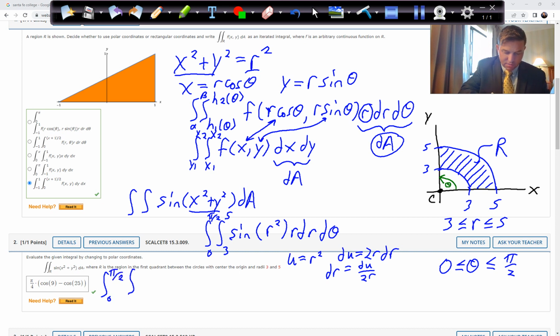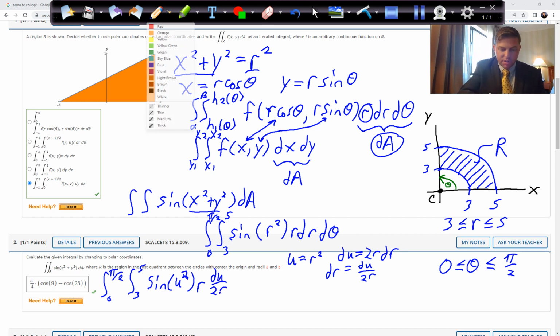0 to pi over 2, 3 to 5, sine of u, times r times dr, which is du over 2r. And again, whenever we use a u substitution, this should happen. All the r terms cancel. And we have 1/2 here, which I'm going to pull all the way out front. 0 to pi over 2.